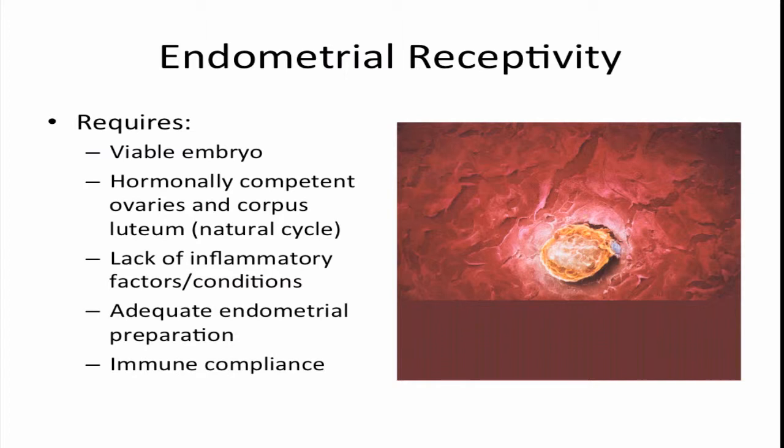Endometrial receptivity requires a viable embryo, a hormonally competent ovary, and a corpus luteum. It also requires a lack of significant inflammation or inflammatory conditions, adequate endometrial preparation in terms of estrogen and sequential progesterone, and immune compliance.